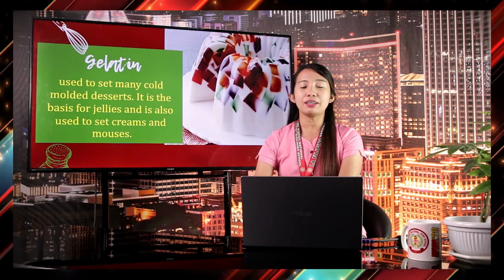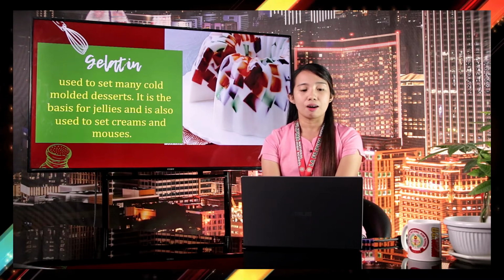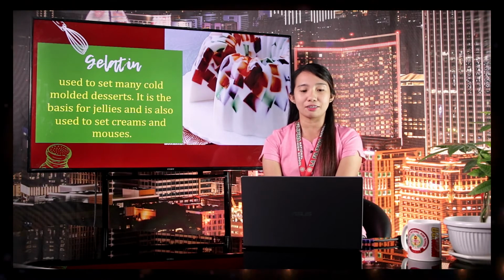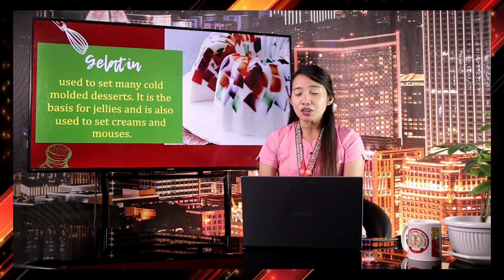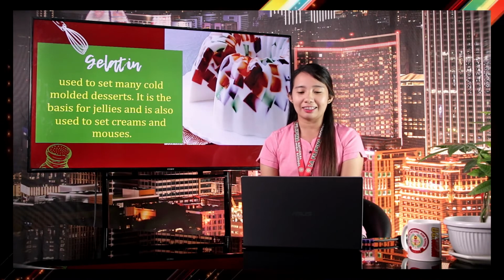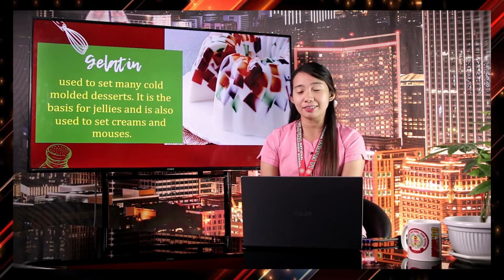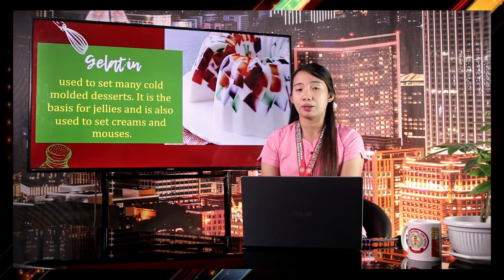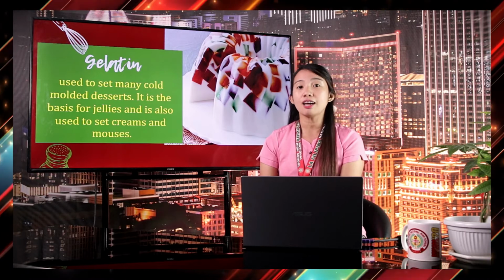Next, we have gelatin. So gelatin is used to set many cold desserts or molded desserts. It is the basis for jellies and is also used to set creams and mousses. So I think we have all tried gulaman. Minsan, akala natin it is a buko salad because ginawa siyang strips and sometimes the color is white. So it is actually powdered in form, tapos lulutuin siya in boiling water, and after that, ilalagay sa mold until siya na lumamig.